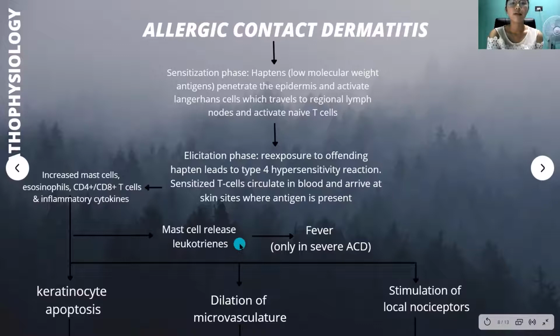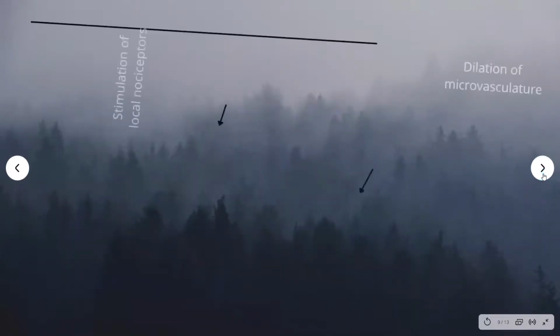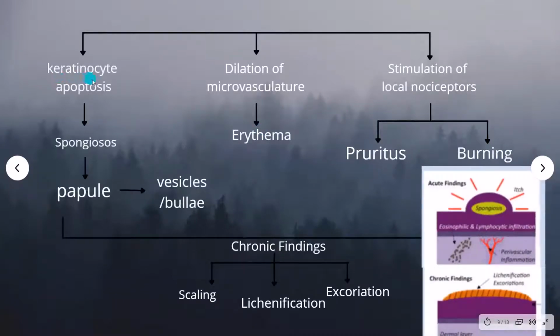tightening of airway muscles and the production of excessive mucus, and could lead to fever, only in severe acute contact dermatitis. The increase can cause keratinocyte apoptosis, dilation of microvasculature, and stimulation of local nociceptors. So this keratinocyte apoptosis is very essential. It plays a critical role in regulating epidermal development and restraining carcinogenesis.